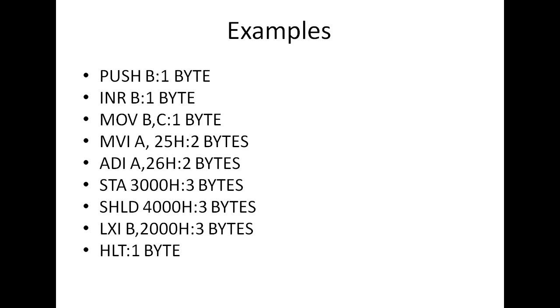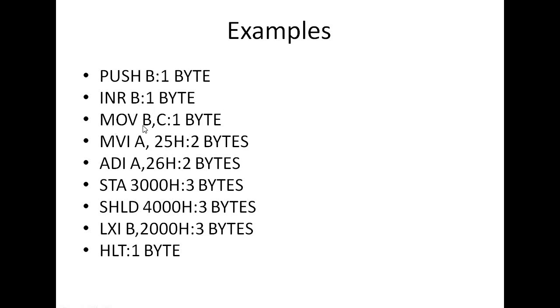Now see here, PUSH B. Is this a 1 byte instruction, 2 byte instruction, or 3 byte? 1 byte. Why? Because there is no number in the instruction, only PUSH B. So PUSH B will have an opcode itself. So this is a 1 byte instruction. Again INR B. Okay, is there any number in the instruction? No. So this is a 1 byte instruction.